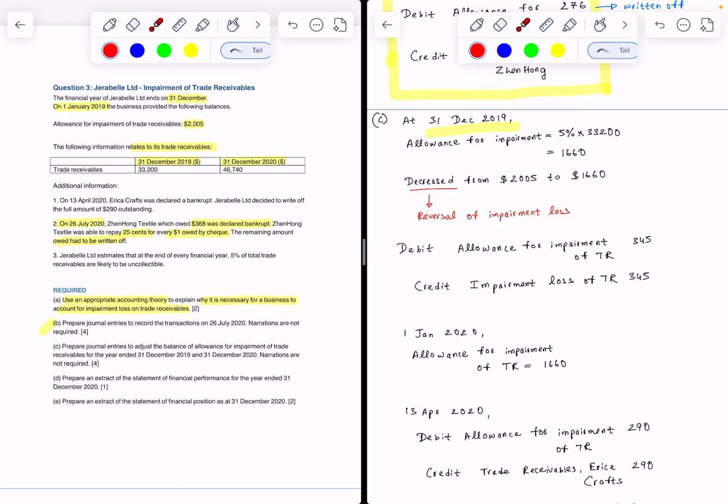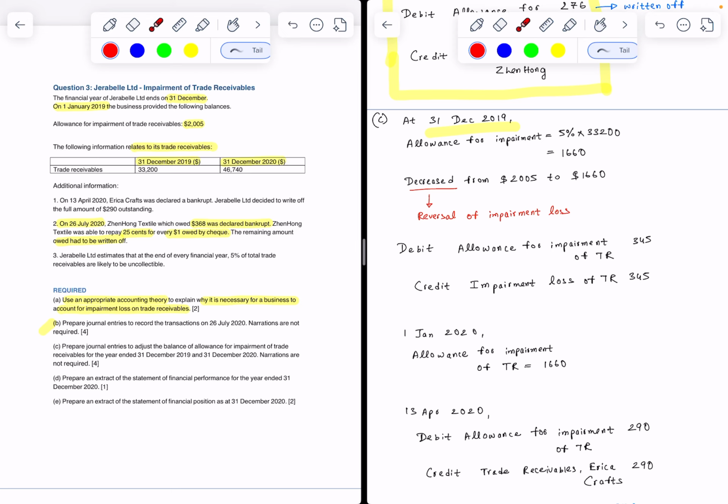Therefore, whenever there is a decrease, there has to be a reversal of impairment loss. Because if there is a reduction in the allowance for impairment of trade receivables balance, it is actually a good thing, which is what we call a reversal of impairment loss. Impairment loss by default is an expense account, which we would always debit. Now that there is a reversal, it is a good thing. Therefore, we have to reduce this expense and we would be crediting the impairment loss on trade receivables account.